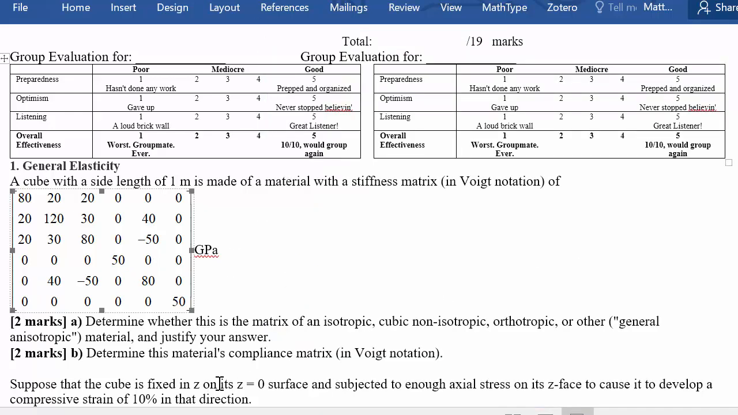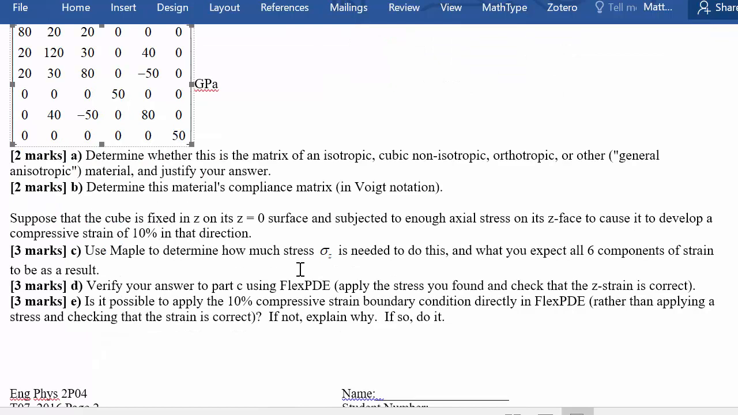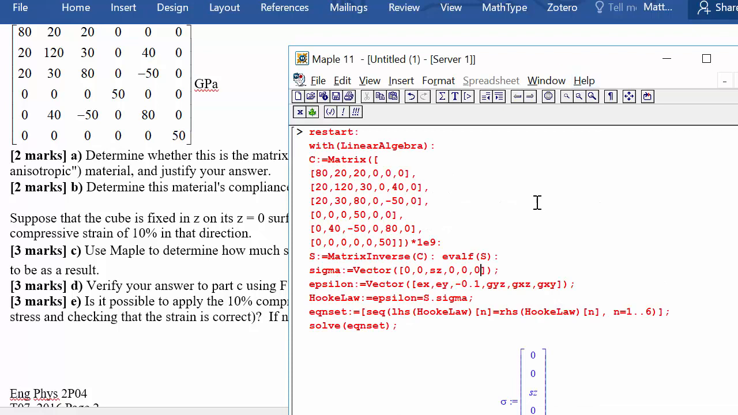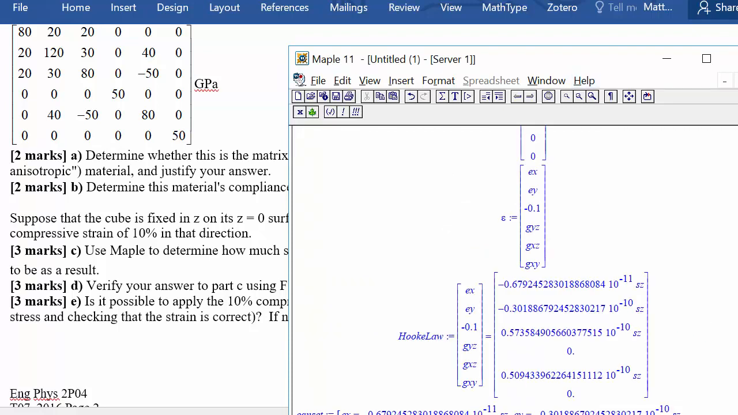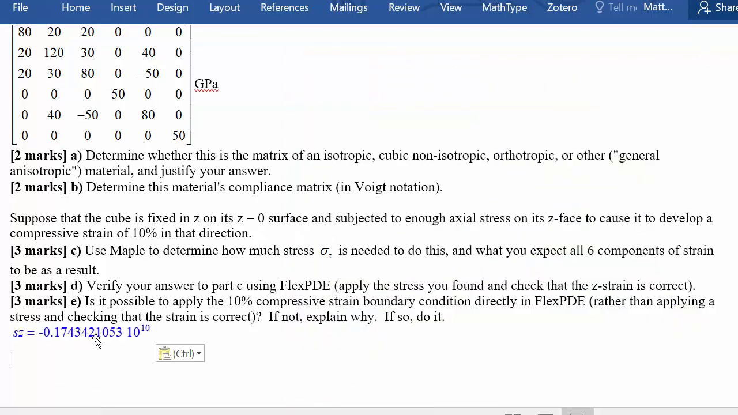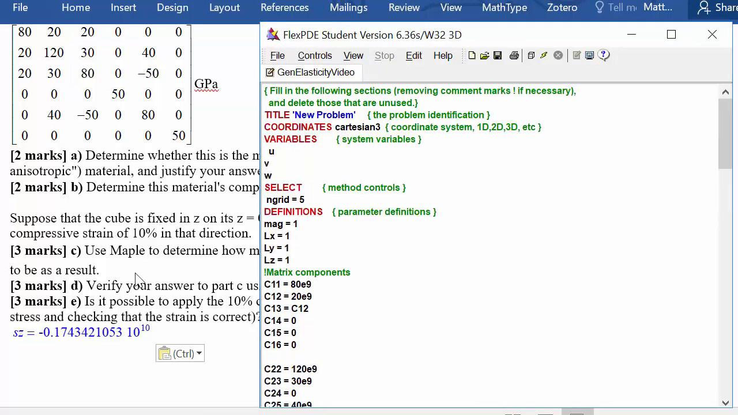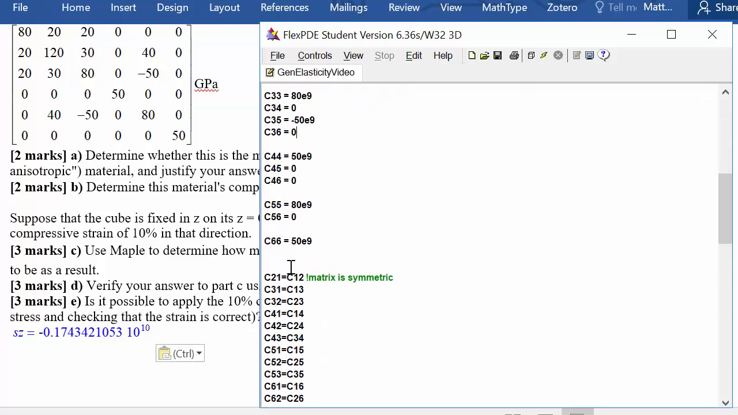Okay, so the cube is fixed in Z and subjected to enough axial stress on the Z face to cause it to get a compressive strain of 10%. We figured out what axial stress that is when we worked with the Maple solution to this problem. The analytical solution there told us that SZ is equal to negative 0.174 E10 pascals. So we can go into FlexPDE and apply that on the LZ surface.